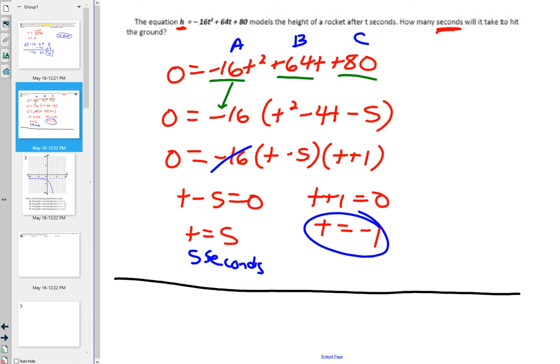So you don't need to be an expert with numbers to say, hey, I want to use the quadratic formula, but I have a negative up here. Let's make the 16 positive. When I go into the quadratic formula, make the 16 positive. But if you do that, you have to make the 64 negative, and you have to make the 80 negative. You'd have to change all the signs if you wanted to do it that way. That's up to you. I'm going to leave it as is.